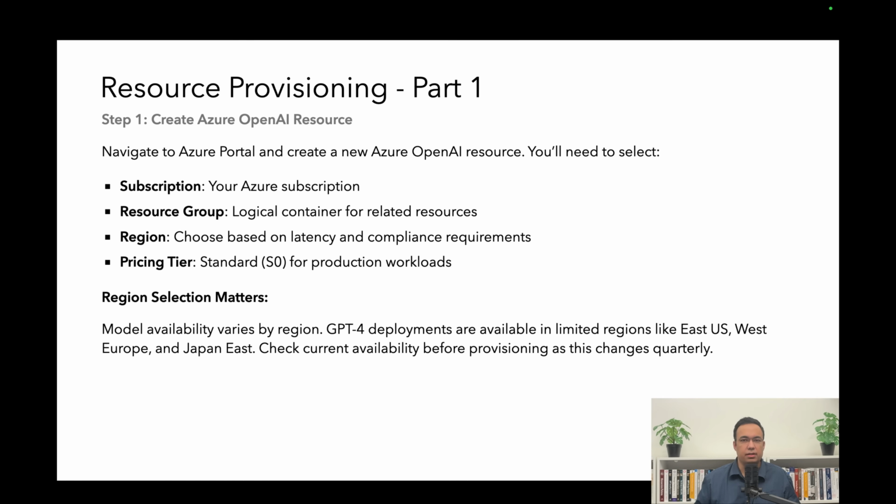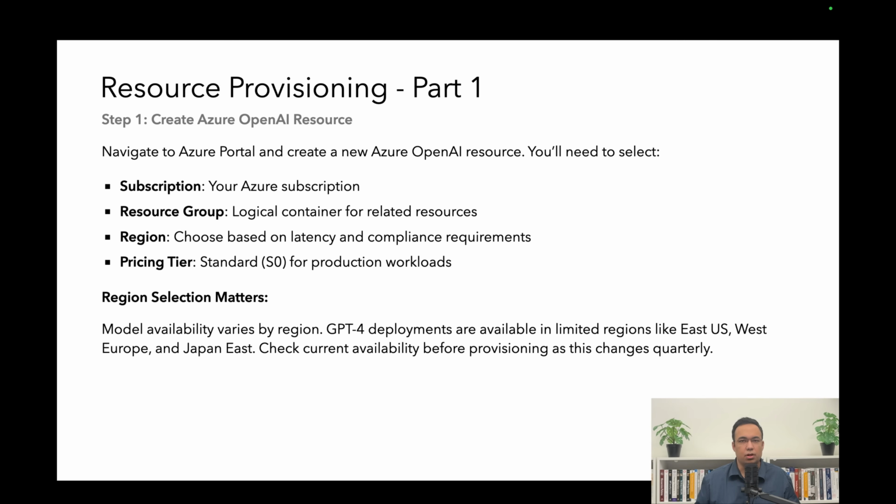Now, region selection really matters here. Model availability varies significantly by region. GPT-4 deployments are available in limited regions like East US, West US, and Japan East. You should check current availability before provisioning because this changes quarterly as Microsoft expands capacity. If you provision in a region that does not support the model you need, you'll have to create a new resource in a different region and migrate your application, which is pretty time consuming.